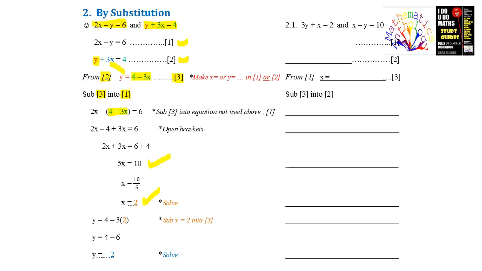I'm going to take my 2 and substitute into any one of the equations above. So y is equal to 4 minus 3 times 2. I substituted into equation 3. Sub into any equation above and solve for y. You're going to end up with y is equal to negative 2. So my x answer there is positive 2 and my y answer is negative 2.